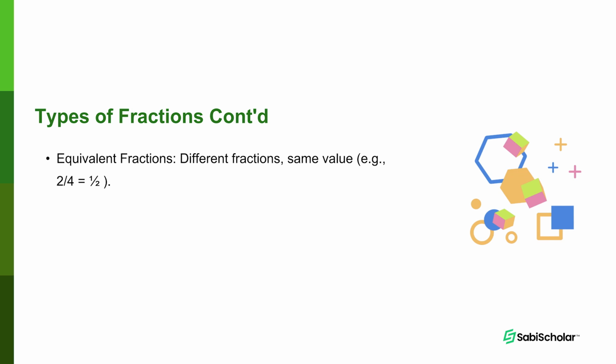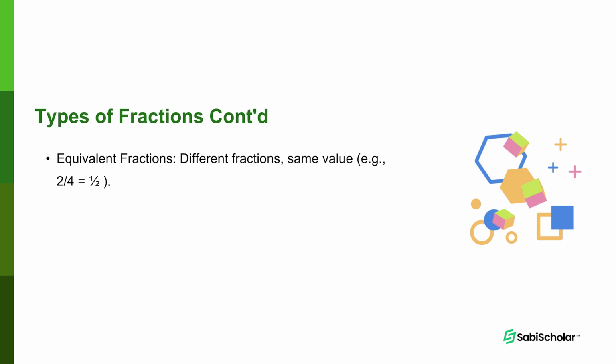Equivalent fraction is another type of fraction. When we say equivalent fractions, we mean different fractions that have the same value. For example, 2 over 4 has the same value as 1 over 2. I'm going to explain this. If you ask 3 friends for books, you ask the first friend for 4 books, and he gives you 2 out of those 4. You ask the second friend for 2 books, and he gives you 1 out of those 2. And you ask the third friend for 6 books, and he gives you 3 out of the 6.